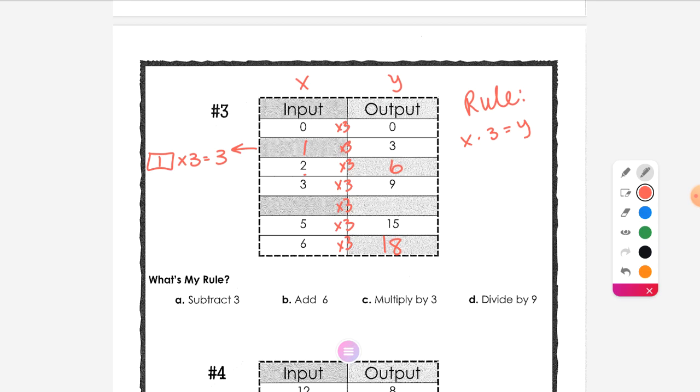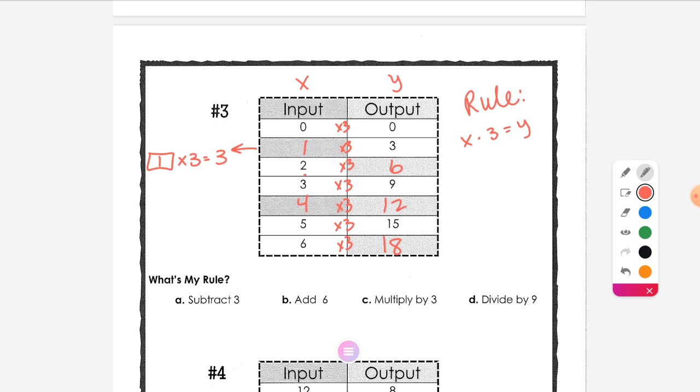Now we should easily be able to find those. 0, 1, 2, 3, blank, 5, 6. 4. And then what's 4 times 3? 12. Let's check and make sure that side makes sense. 0, 3, 6, 9, 12, 15, 18. Stella? I also noticed that the output side was counting by 3. Yep, so the output side is also counting by 3s.